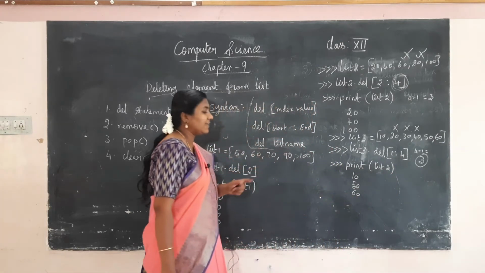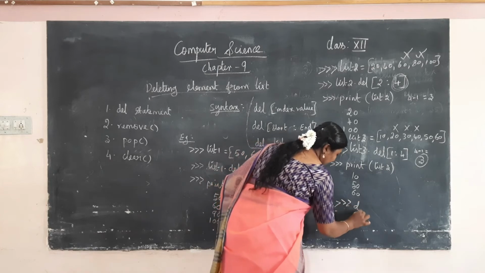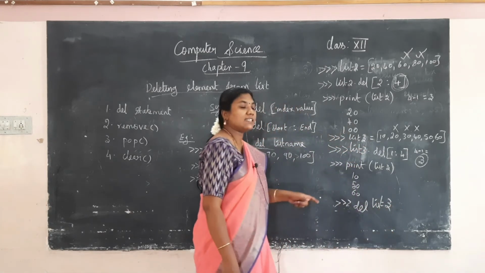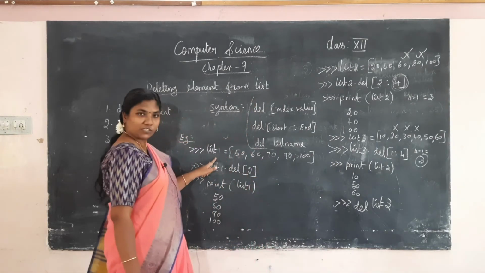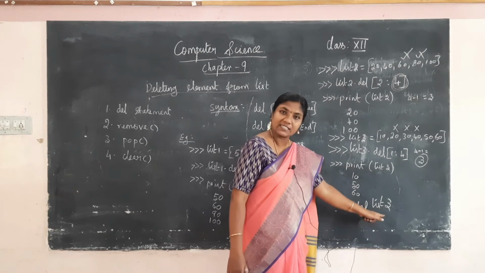And the last one, del list name. Suppose I am giving at the last del list 3. So I have deleted the list 3. I have created first list 1, then list 2, and then list 3. Now I have deleted the list 3.